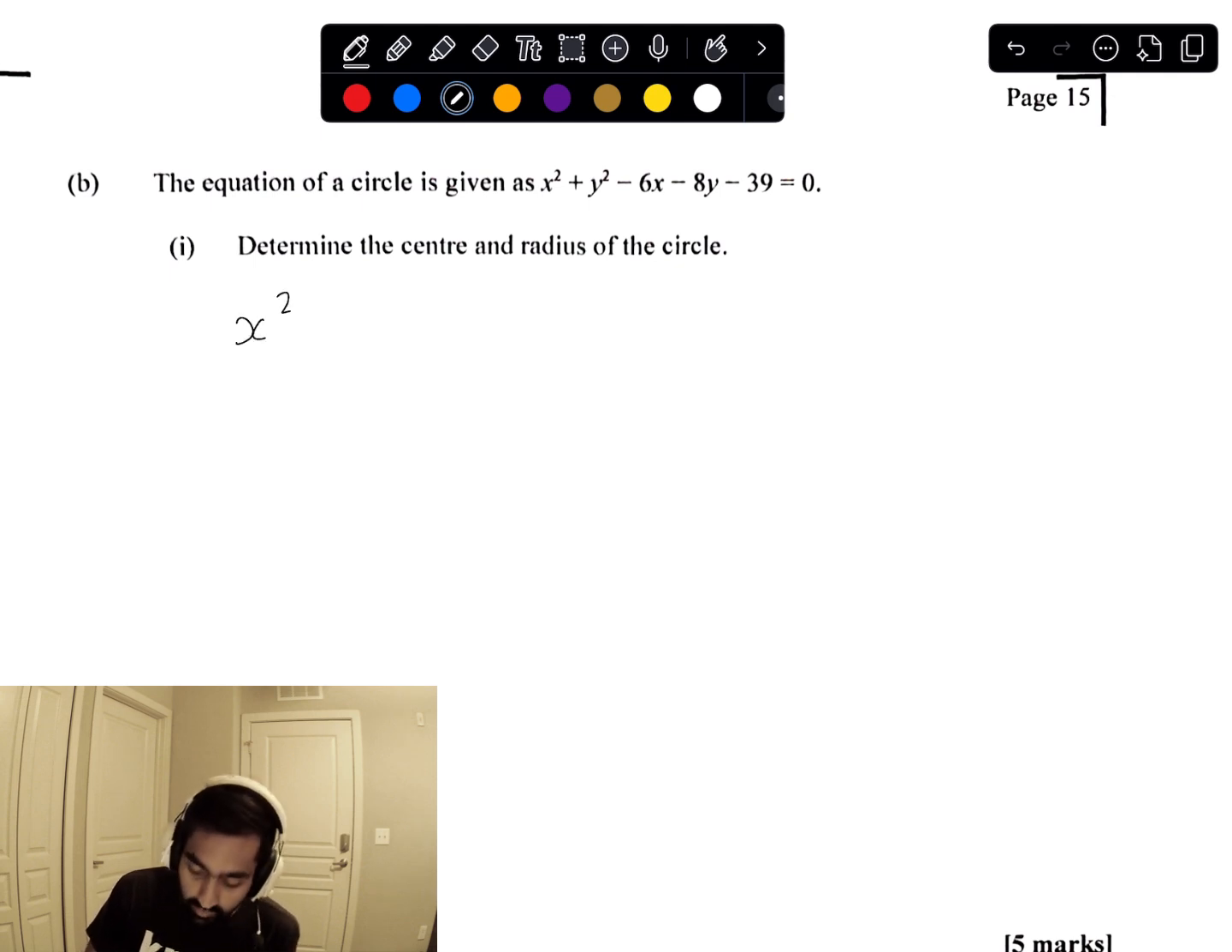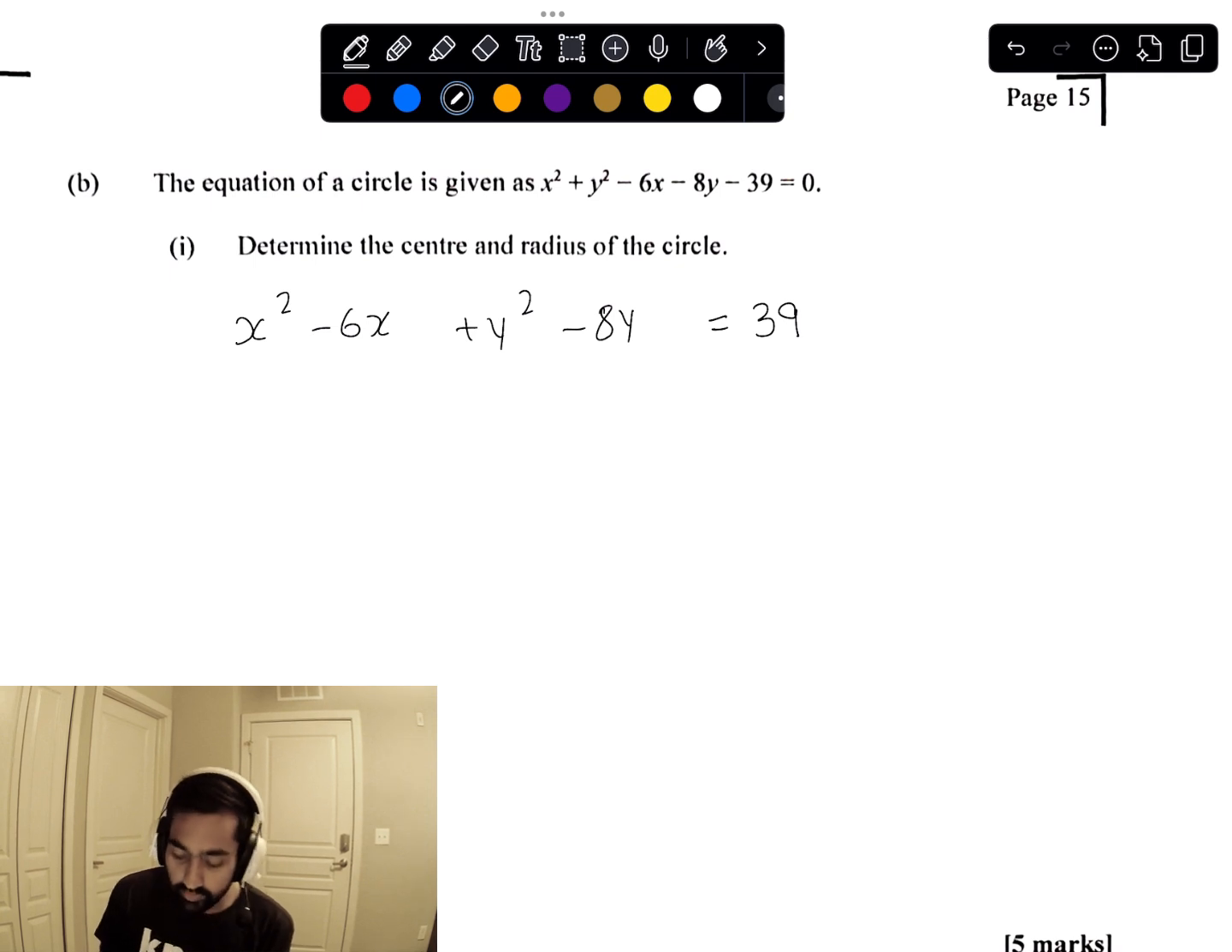What I'm going to do is take this equation, and the first thing is I'm going to put the x terms together, and then the y terms together, and then I bring the 39 on the other side. So x squared minus 6x plus y squared minus 8y is equal to 39. Now I'm going to complete the square for both the x and the y term.